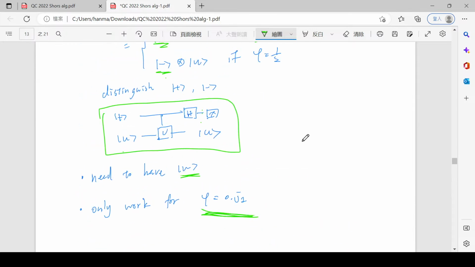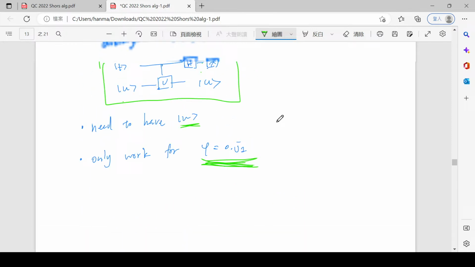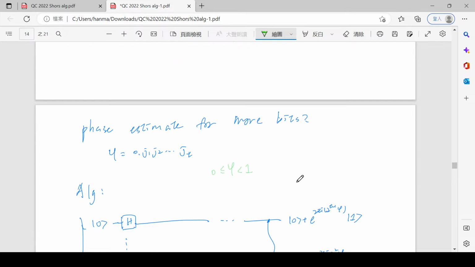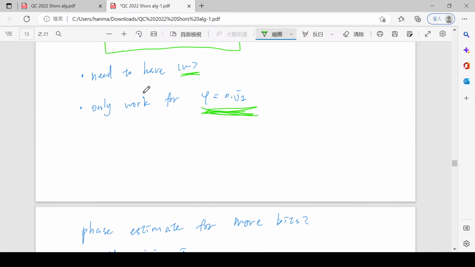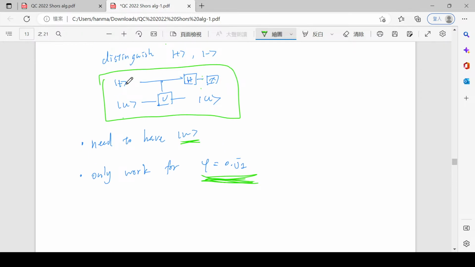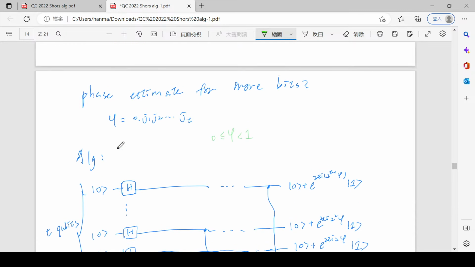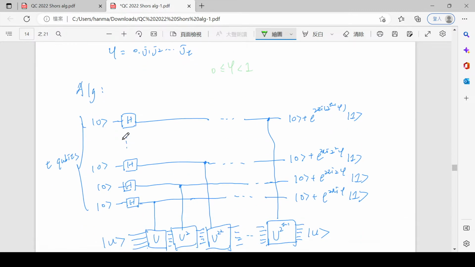And this kind of makes sense, right? Because our phi here only has 1 bit of information, so we only need to measure 1 bit. It will give you 1 bit of information. And now if your psi has more bits, then you probably need to have more bits up here and do more measurements. And that's exactly what happens.